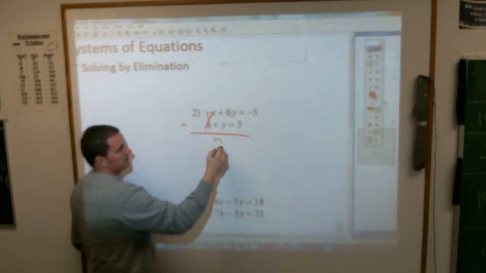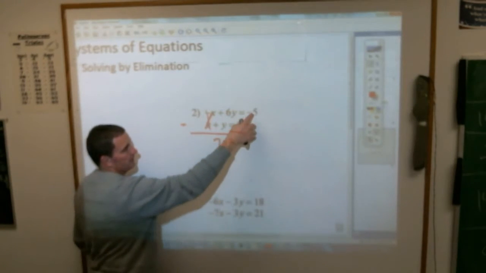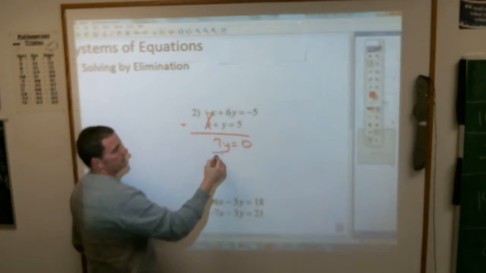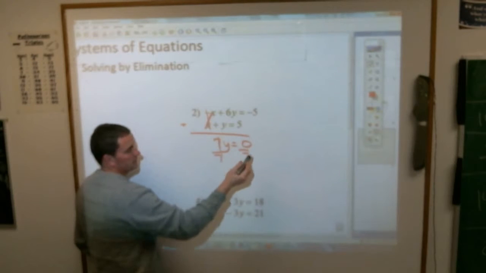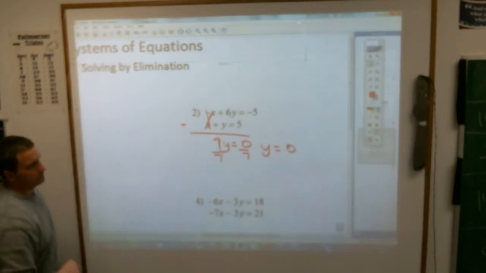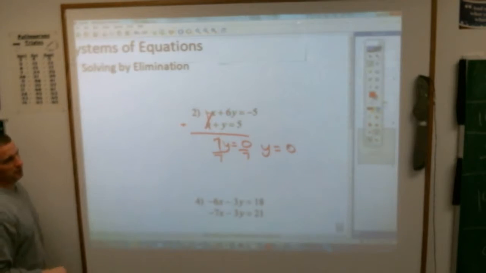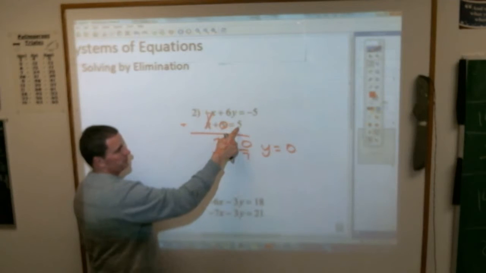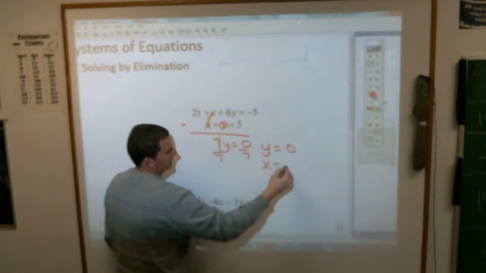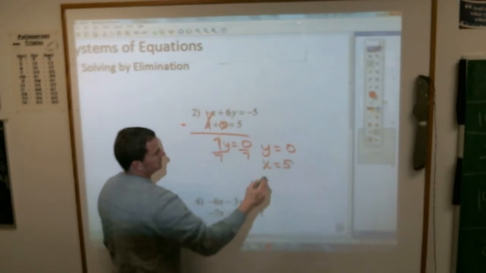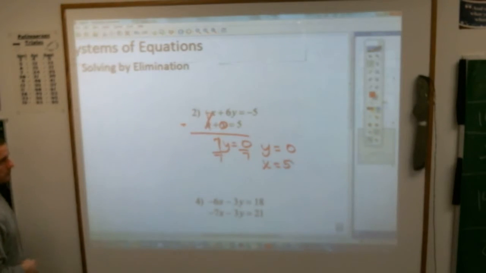6y and y is 7y. Negative 5 and 5 is 0. I can divide by 7. 0 divided by 7 is y equals 0. And this one will be pretty easy because if you put 0 in here, what number plus 0 is 5? X is going to have to be 5. Sorry, I don't know why I wrote 3. X is going to have to be 5.